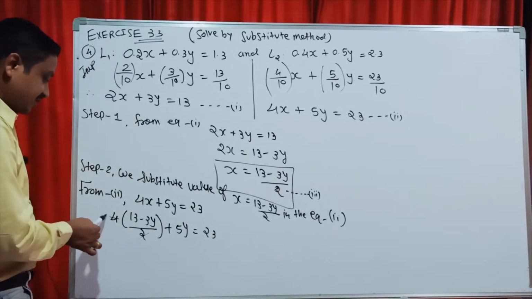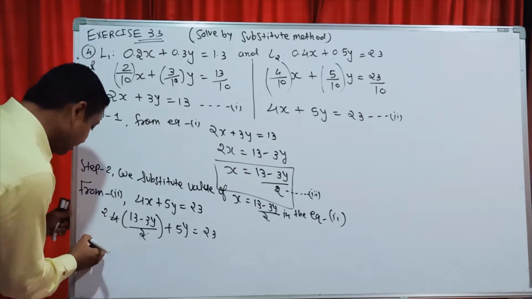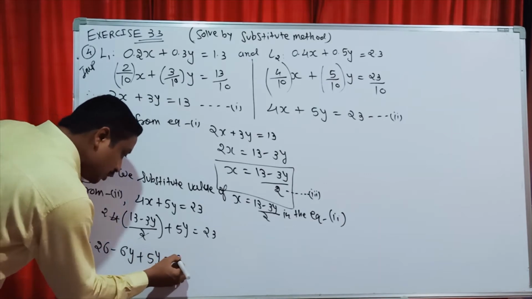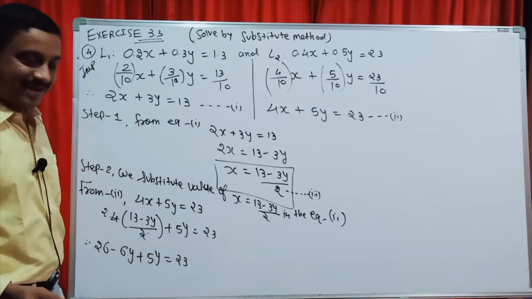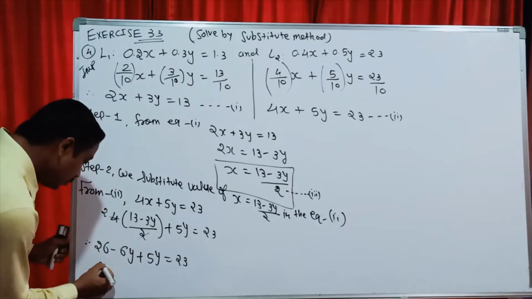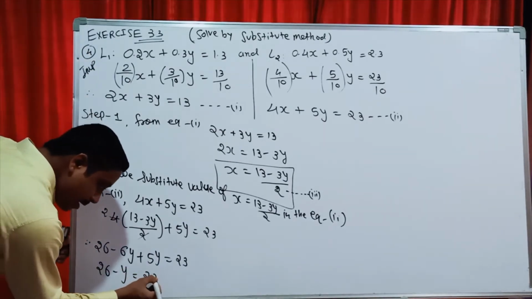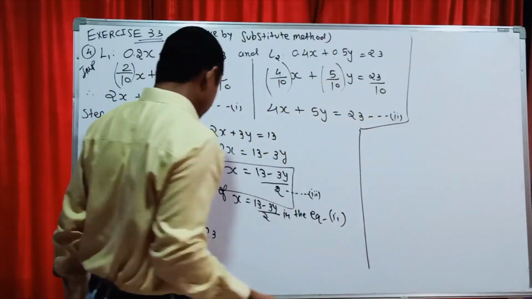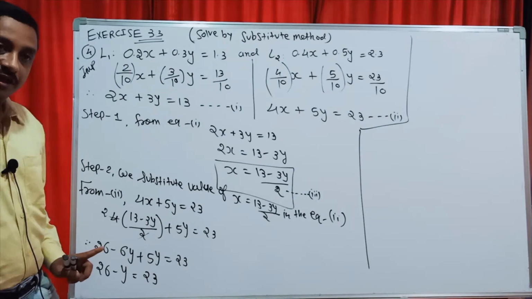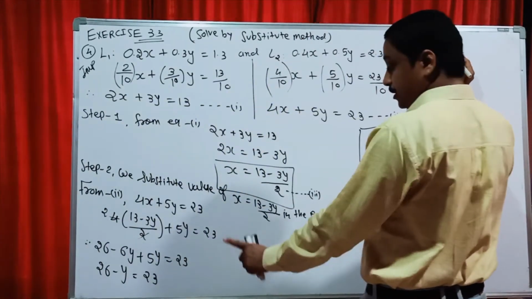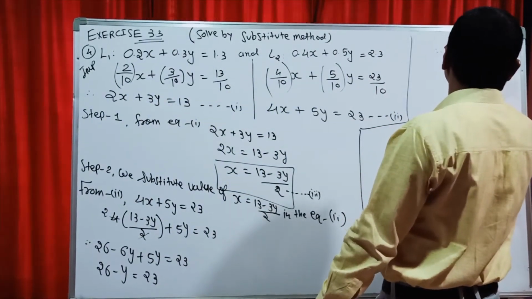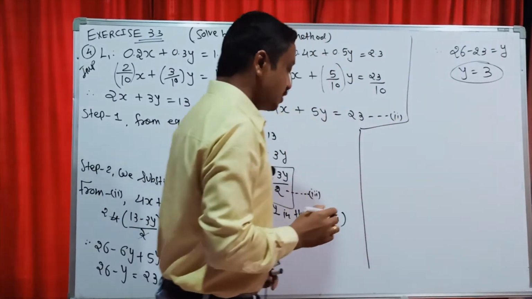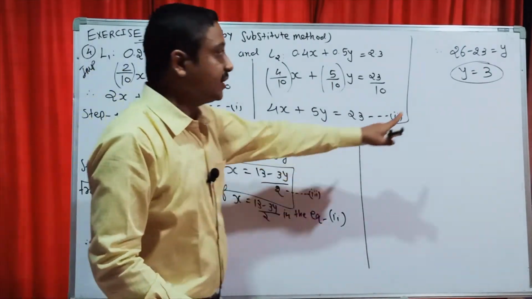Now students, this little equation, cutting 2 twos are. So I get 26 minus 6y plus 5y is equal to 23, same as, yes, minus 6y plus 5y, how much? Minus y, and 23 same. So students, I easily finish this part. So 26 minus y is equal to 23. So I just get here 26 minus 23 is equal to y. So what is y? It is surely 3. Students, these equations I just show up here.